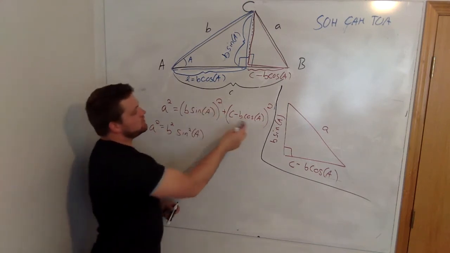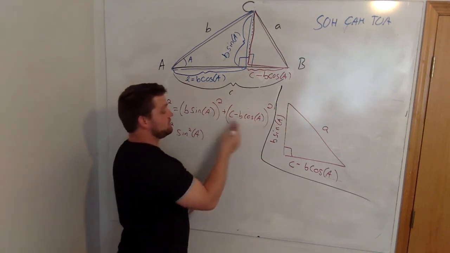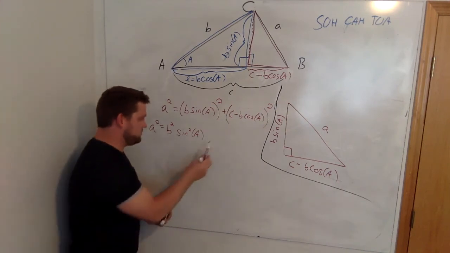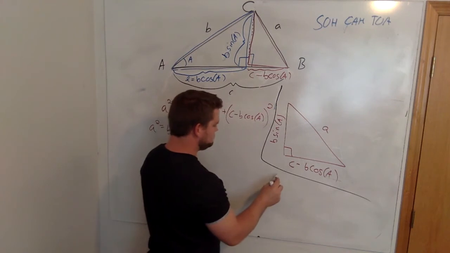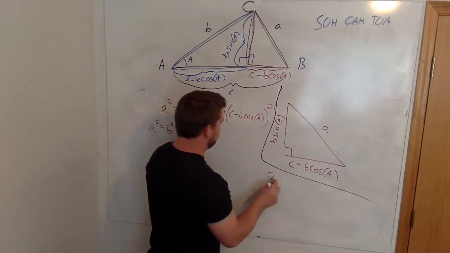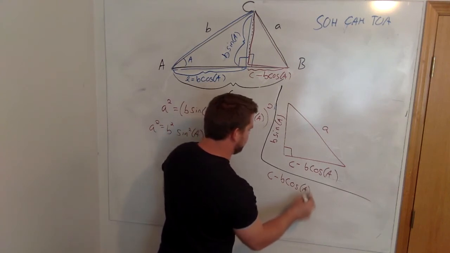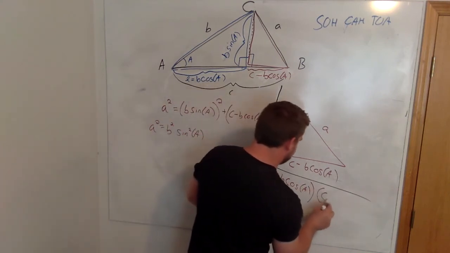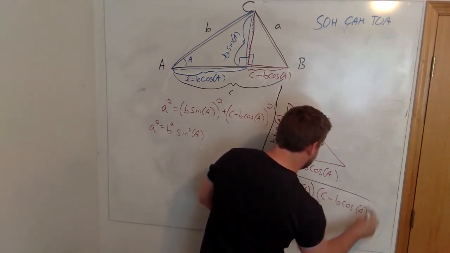Over here we have to be a little bit more careful, because when I'm squaring this sum, or I guess it's a difference, I have to FOIL it out. So let's take some time to FOIL this piece out. We have c minus b times the cosine of A, and I have to multiply that by itself. I get another c minus b cosine of A.